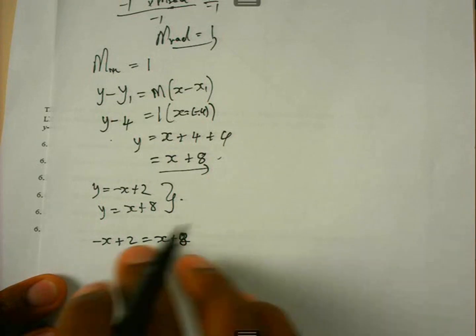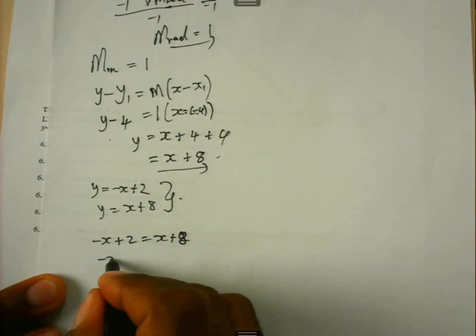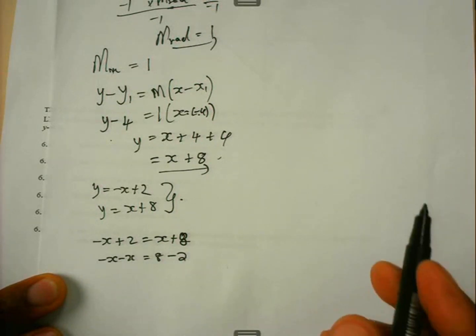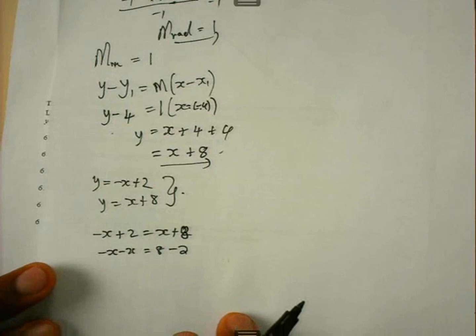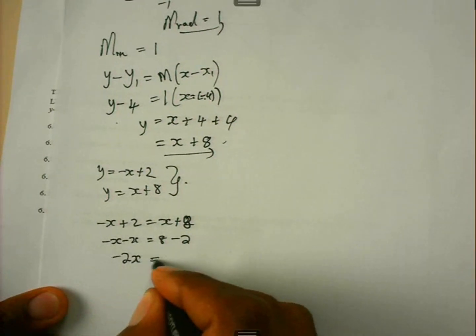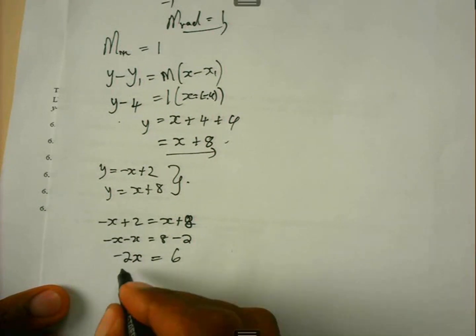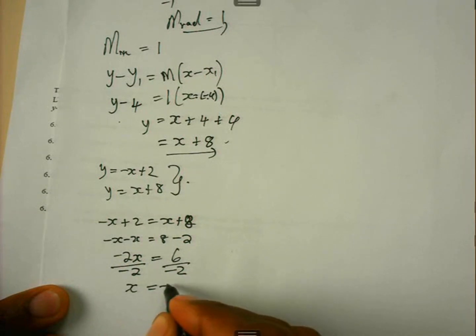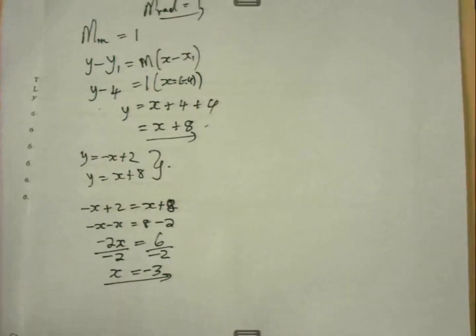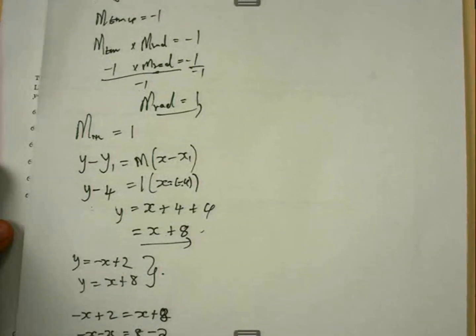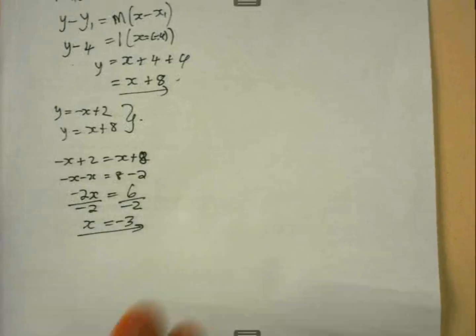And therefore, now we solve for x. We take this on the other side. Minus x is equals to 8 minus 2. It's positive on this side, on the other side is going to be a negative. Therefore, minus 2x is equals to 6. Then I divide by minus 2. Therefore, x is equals to minus 3. Then we are happy now. We have x as the x coordinate of L. It's a minus 3.